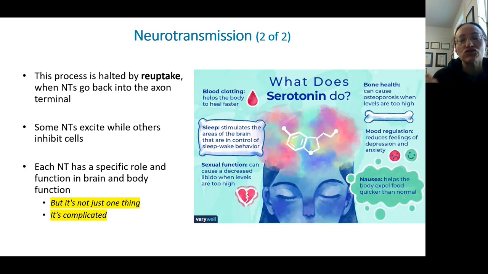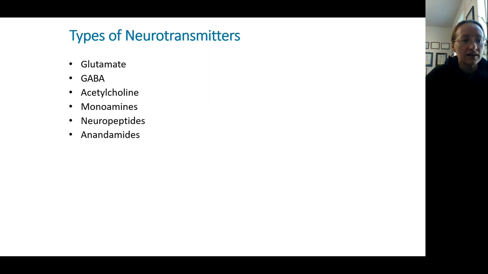But serotonin does so much more than that in the body. So remember how little we know about the brain and about the nervous systems and neurotransmitters. So we know it has something to do with blood clotting, right? We know it has to do with sexual function. We know it has to do with digestion. It has something to do with bone health. It has a lot to do with sleep. Serotonin is a precursor for melatonin, which is involved in your sense of sleepiness.